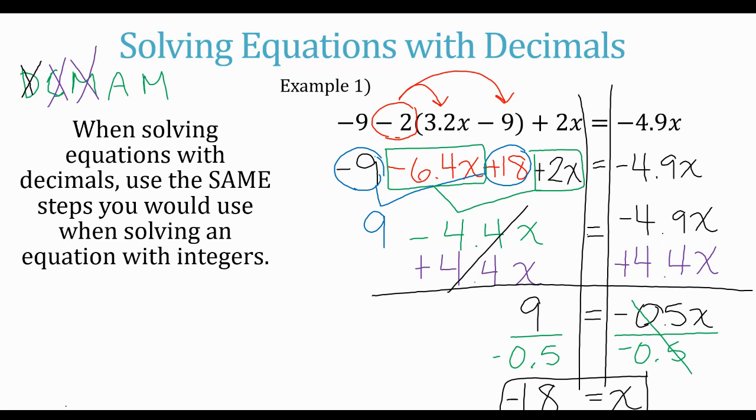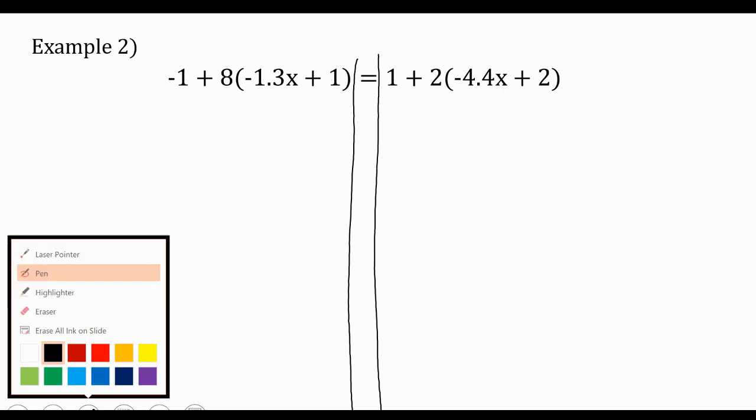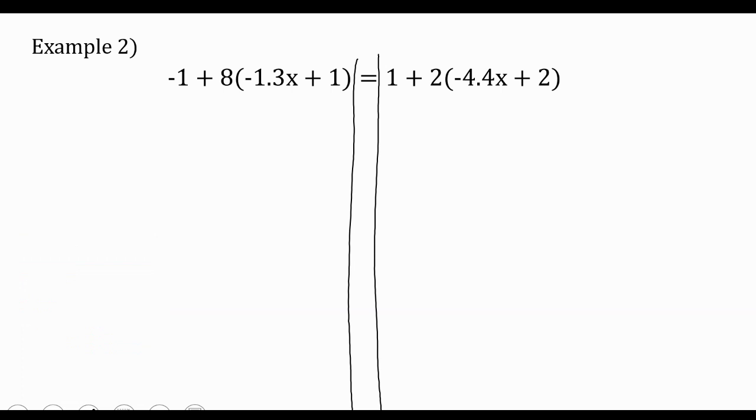Okay, let's take a look at one more. Okay, so we have -1 plus 8 times the sum of -1.3x plus 1 equals 1 plus 2 times the sum of -4.4x and 2. So let's start with our train tracks. And that first step is distribution. We have parentheses on both sides, so I'm going to distribute at the same time.